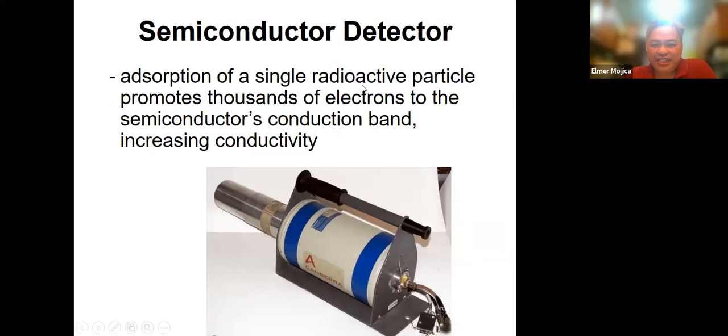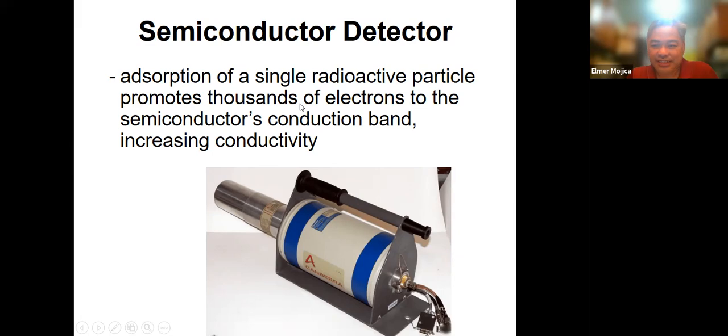Okay. Now the other one, I have not used this, and I have never seen this in real life. Yung tinatawag nating semiconductor detector, and this is a germanium detector. So it's the absorption of a single radioactive particle that promotes thousands of electrons to the semiconductor's conduction band, increasing conductivity. Now, lahat ito yung kailangan mo doon sa method na i-discuss ko.